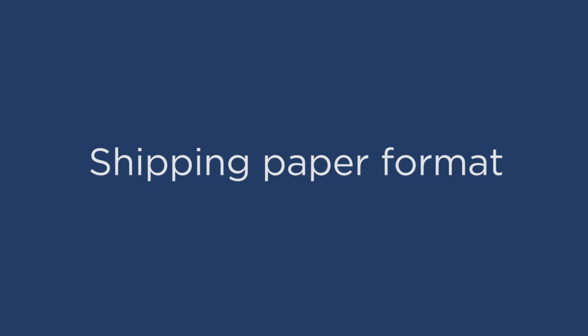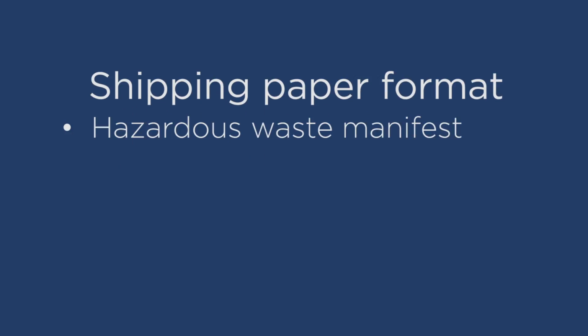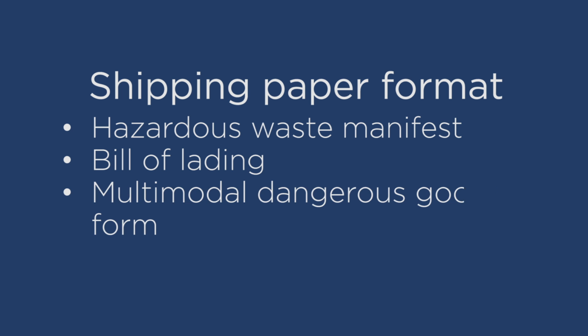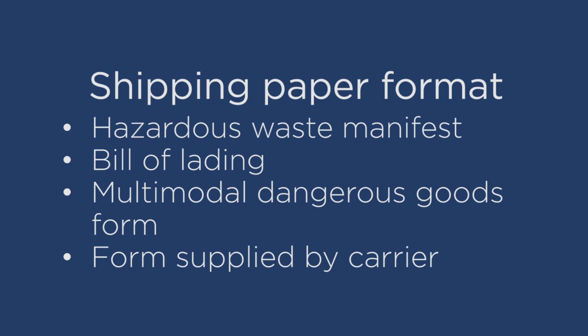domestic transportation. The shipping paper can be in the format of a hazardous waste manifest, a bill of lading, a multimodal dangerous goods form, or on any form that's supplied by the carrier. What's important on the shipping paper is the information that's contained on it. The information must be accurate and complete according to the regulatory requirements.